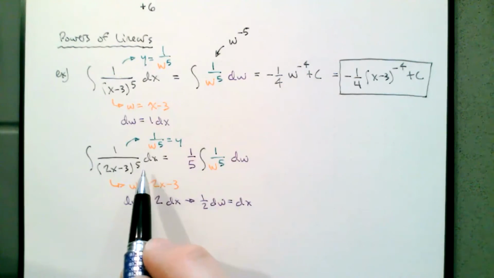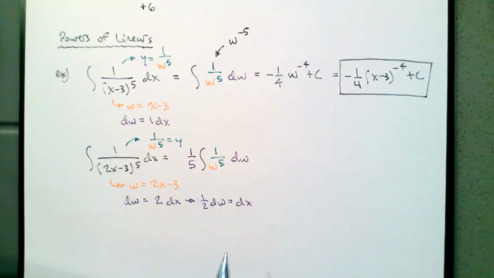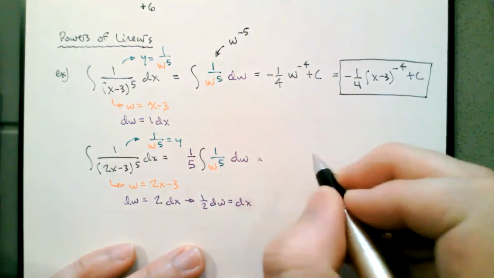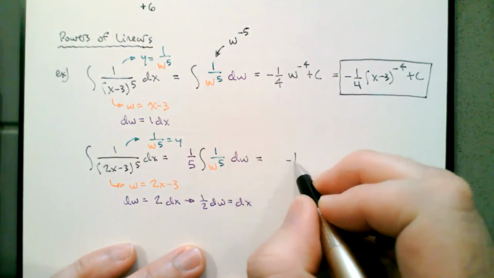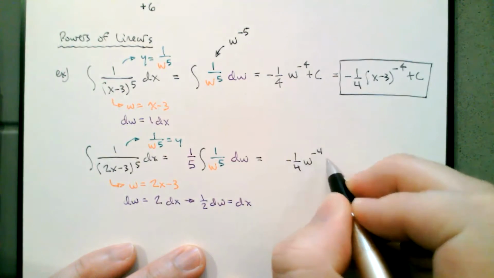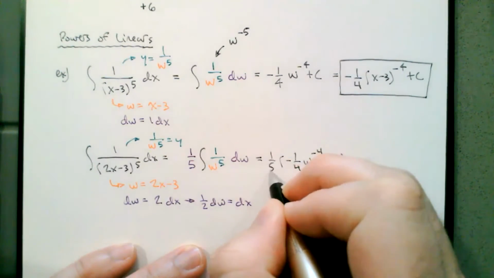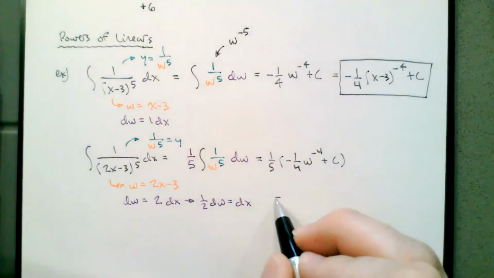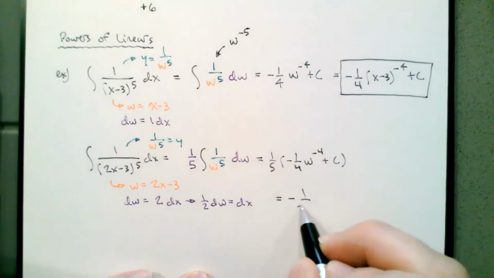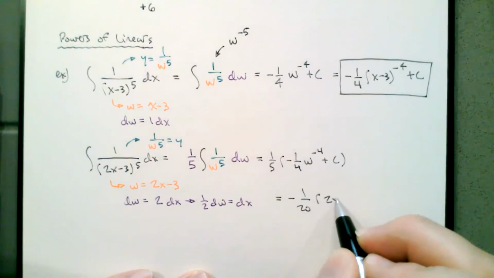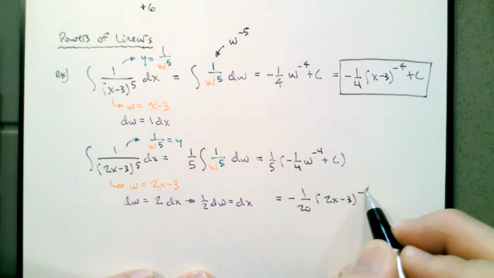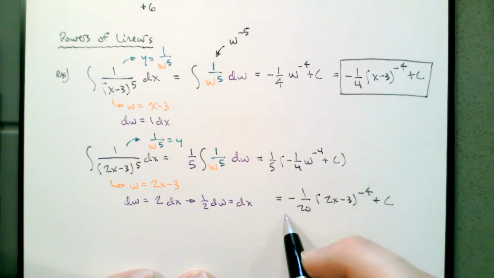So there's the dx getting replaced with a 1/5 dw. The rest of the integration works the same. The integral of 1 over w to the 5th, we're still going to read that as a w to the -5. So when we integrate that, we'll still have -1/4 w to the -4 plus c, but then this will all be multiplied by 1/5. So we end up with -1/20 times 2x minus 3 to the -4 plus c.